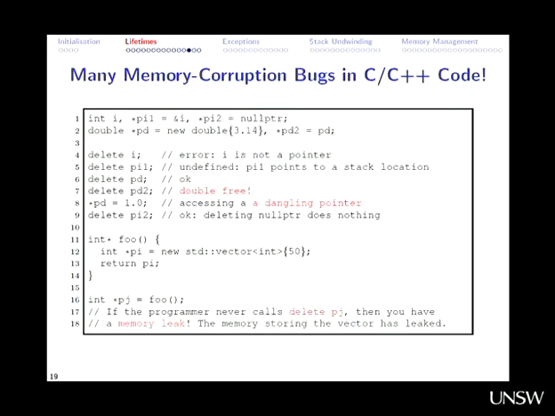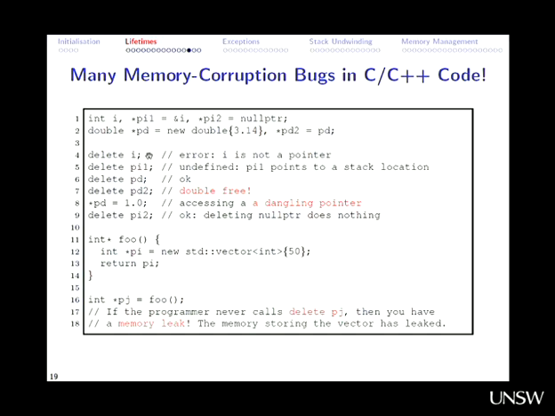But let's look at all the ways that now we can break your code. This gets fun. I have an int i. I have a pointer that's equal to the address of that int. I have a second pointer which is equal to null pointer. I have a double which is 3.14 and a pointer which equals that one. Okay.